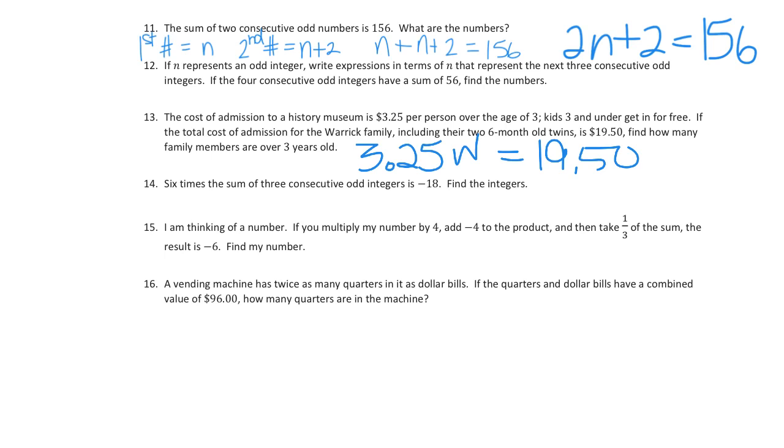15. I'm thinking of a number. If you multiply the number by 4 and add -4 to the product, then take 1/3 of the sum, the result is number -6. Find my number.